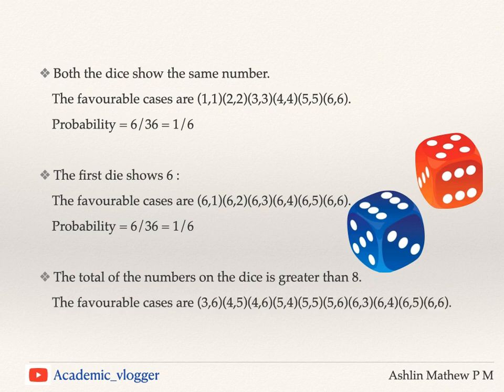So the favorable cases are (3,6), (4,5), (4,6), (5,4), (5,5), (5,6), (6,3), (6,4), (6,5), (6,6). So here we have 10 favorable cases and the total number of cases is still the same, so the probability is 10 by 36, which is equal to 5 by 18.